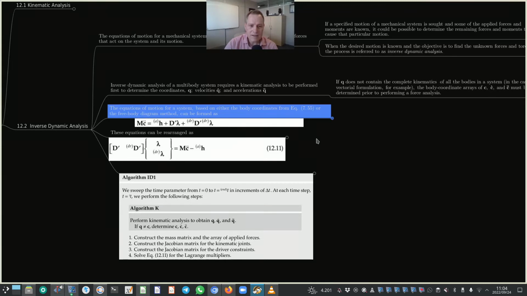The equations of motion for a system based on either the body coordinates from equation 755 or the free body diagram method can be formed as you can see there. It's the mass or inertia matrix multiplied by the centroidal accelerations of all the bodies in the mechanism, equals the applied forces and moments plus the transpose of the Jacobian matrix multiplied by the Lagrange multipliers, plus the transpose of the Jacobian of the driver constraints multiplied by the driver Lagrange multipliers.